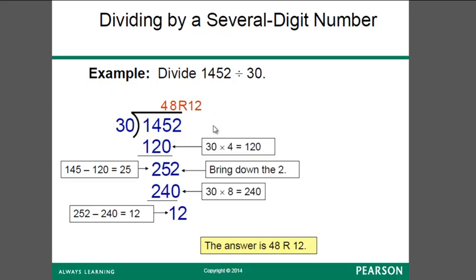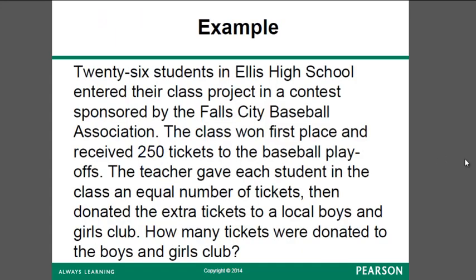Let's look at a word problem using this type of stuff. 26 students in Ellis High School entered their class project in a contest sponsored by the Falls City Baseball Association. The class won first place and received 250 tickets to the baseball playoffs. The teacher gave each student in the class an equal number of tickets, then donated extra tickets to the local Boys and Girls Club. How many tickets were donated to the Boys and Girls Club?